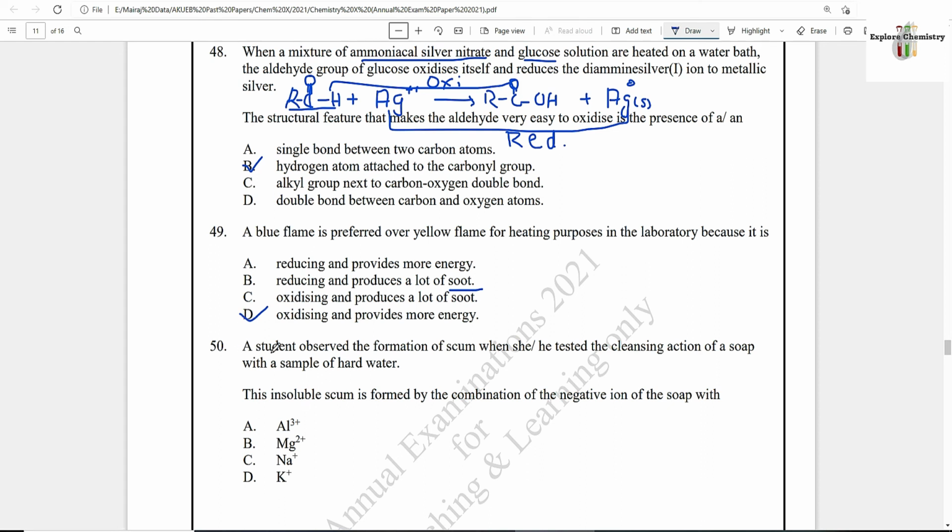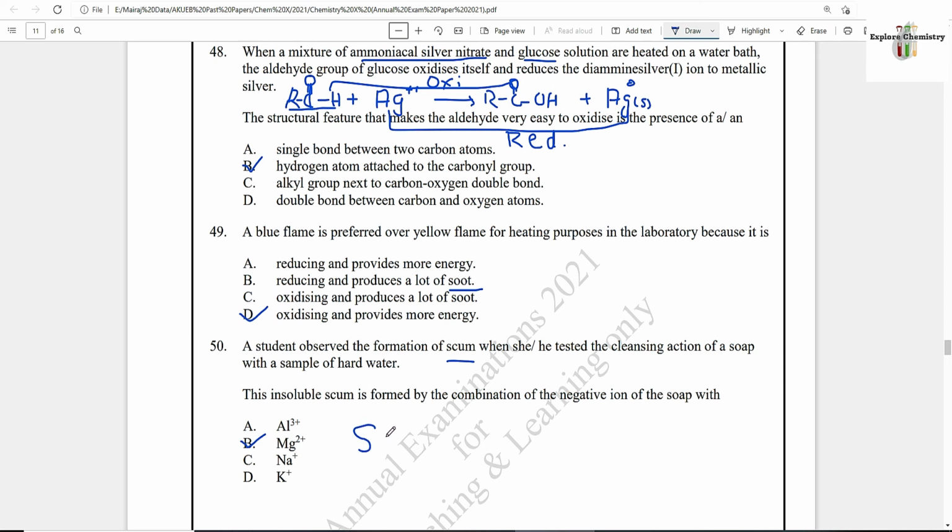Number 50. A student observed the formation of scum when she tested the cleansing action of soap with a sample of hard water. Hard water will produce scum with soap. The insoluble scum is formed by the combination of the negative ion of the soap with magnesium ion because hard water contains magnesium ion. Soap contains sodium ion. That sodium ion of soap is replaced by magnesium ion.